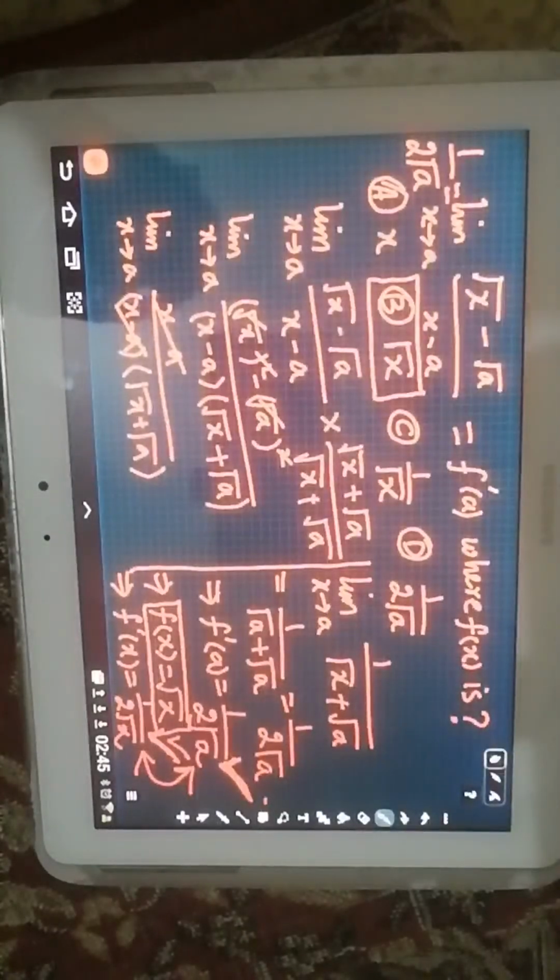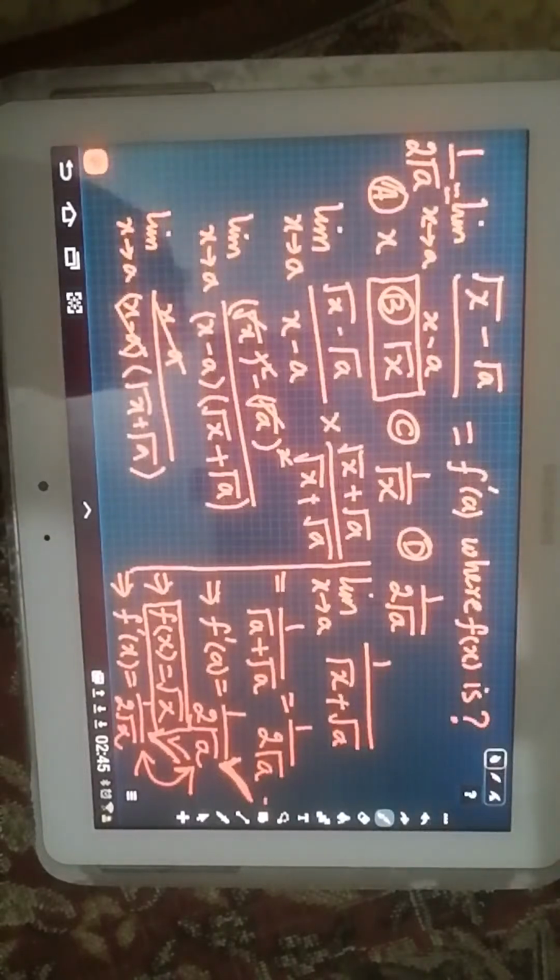So I hope, students, you enjoyed learning this great question, which actually involves both concepts together, limit and the derivative of the function.